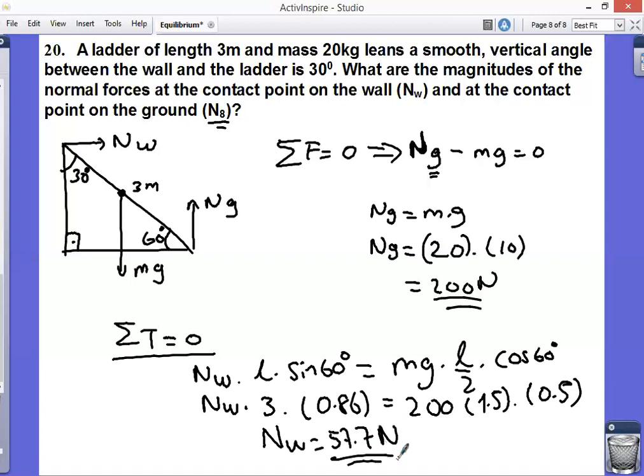Newton. The force due to wall is going to be 57.7 Newton. And the force due to ground is going to be 200 Newton. These are going to be your answer. NG is 200 and NW is 57.7 Newton.